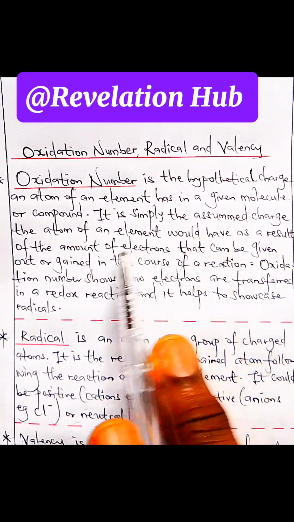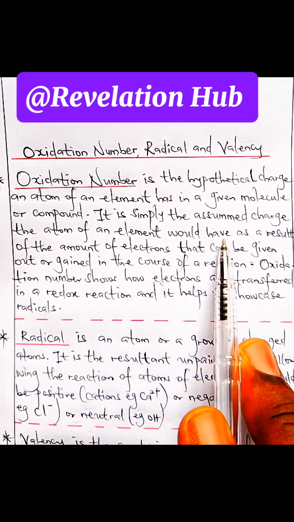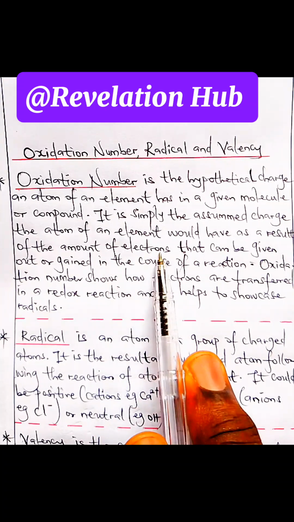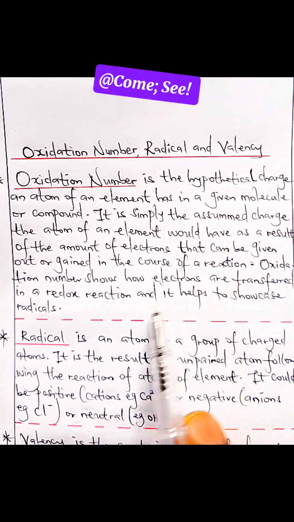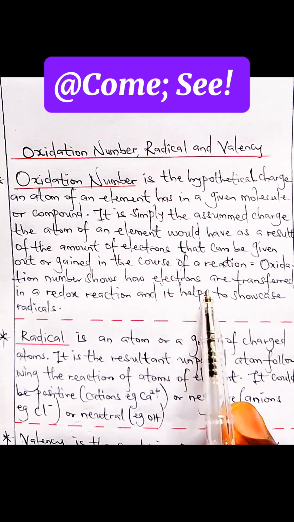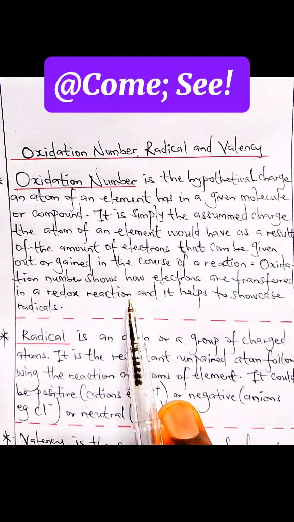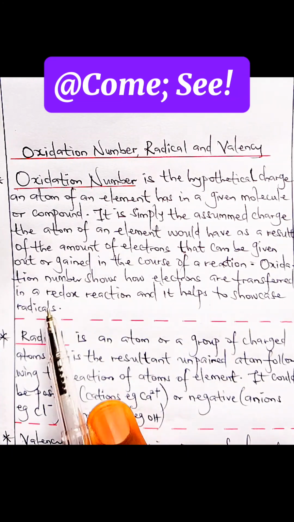It is simply the assumed charge the atom of an element would have as a result of the amount of electrons that can be given out or gained in the course of a reaction. Oxidation number shows how electrons are transferred in a redox reaction, and it helps to showcase radicals.